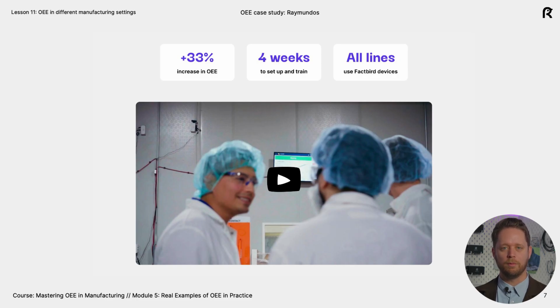They had the typical problem of manual data collection leading to poor visibility into what was going on in production. Facing rising raw material costs, labor shortages, supply chain challenges, and increasing competition, Raimundo's recognized the need for Industry 4.0 solutions. By digitalizing their data collection with FactBird, they aimed to maximize the value of their equipment and stay ahead. So now let's take a look at their case study.